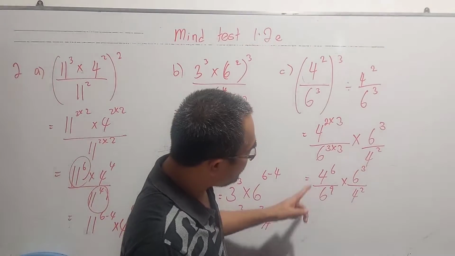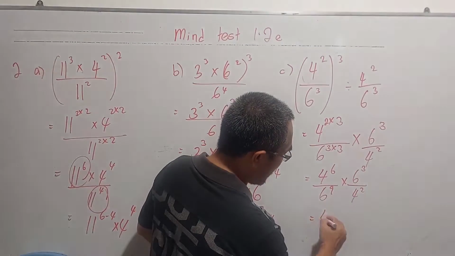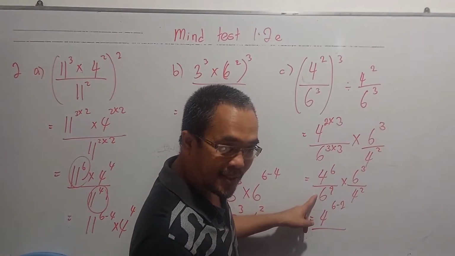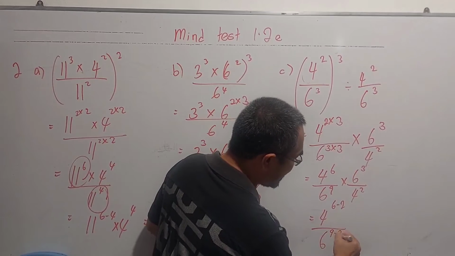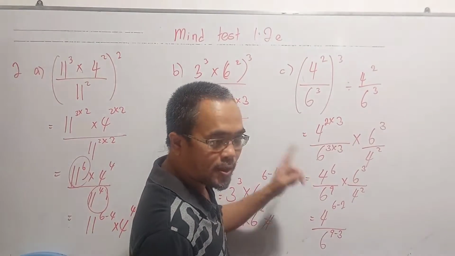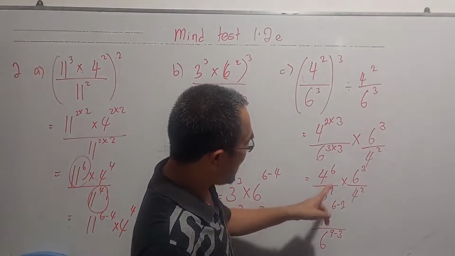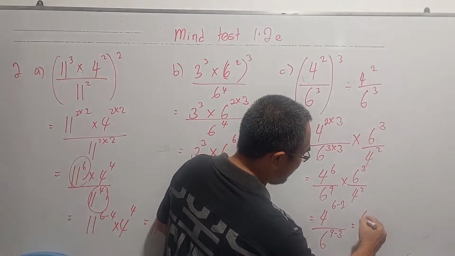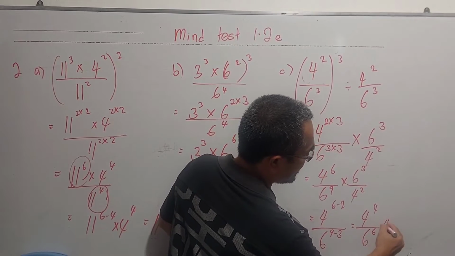Alright, so since 4 to the power of 6, the power is higher at the top, so we are going to solve 6 minus 2. But for 6, I'm going to do it here. And then I write 9 minus 3. You get that? Because whenever the power is higher as a numerator, then I'll do it there. In this case, 6 is higher on the denominator. So we have 4 to the power of 4 and 6 to the power of 6.